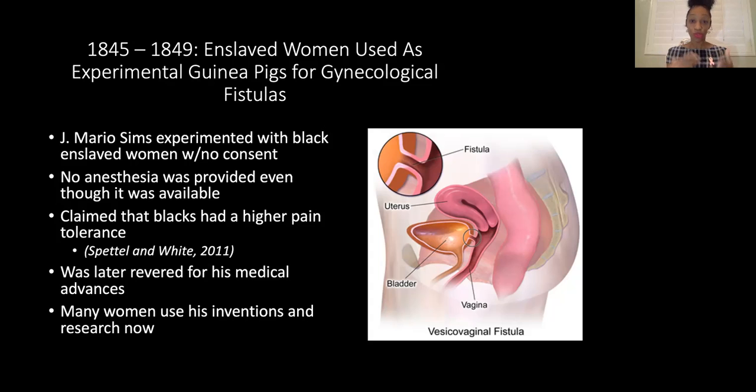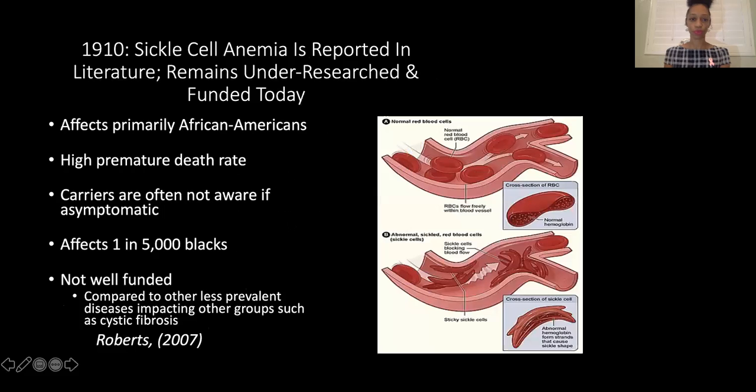This is medical treatment, and of course, it built even a higher level of distrust and even hate towards practitioners. So many women now, of course, greatly benefit from his inventions, but this individual, J. Marion Sims, was revered and given money and medical advances and fame for the work that he did on enslaved women, which was quite cruel.